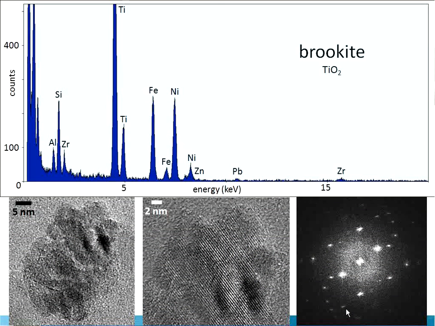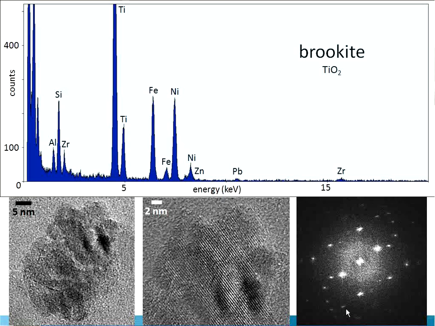And this is one example. This is actually a natural brookite particle of about 50 nanometers in diameter. You can see that it's actually an aggregate. When you're looking at the lattices here, that's an aggregate of even smaller particles that are about 5 nanometers large, and it contains some lead.